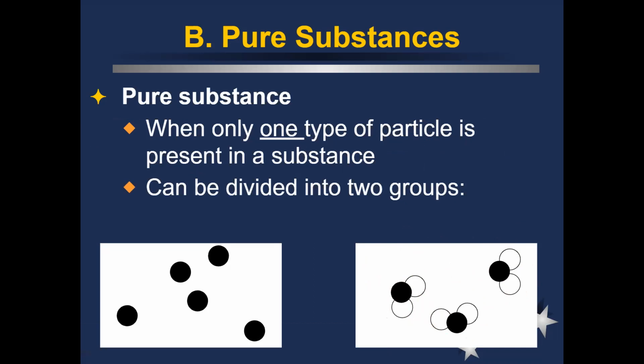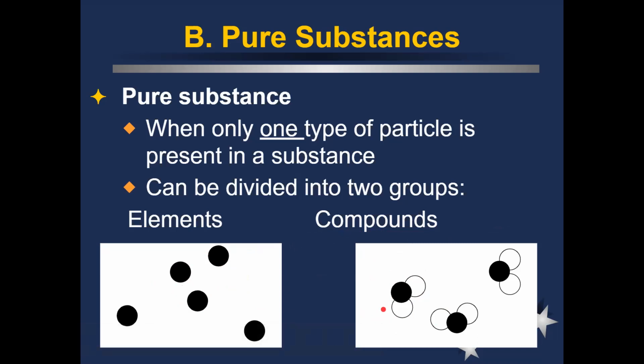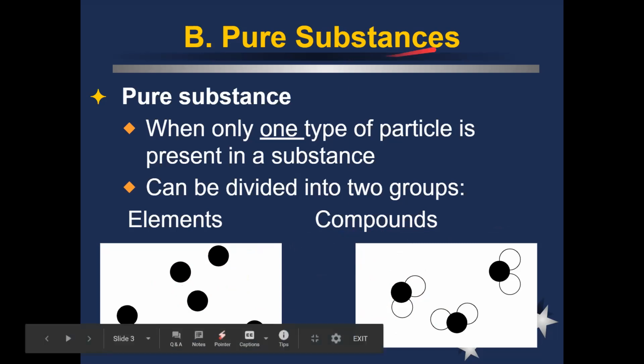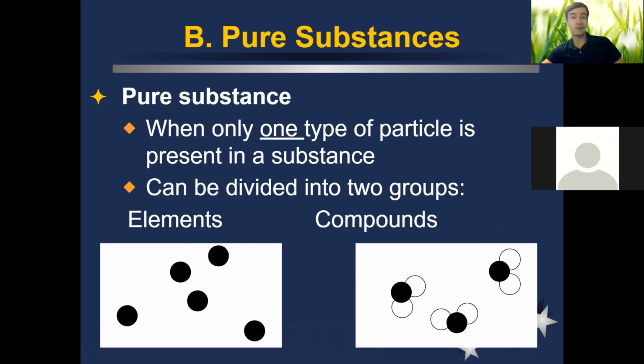So I mentioned that we can divide our pure substances into two different groups. We have our elements, so those single atoms just of themselves, or our compounds, where we have two or more different atoms, but they're bonded to each other. So they're physically connected to each other. Any questions so far on what a pure substance is?